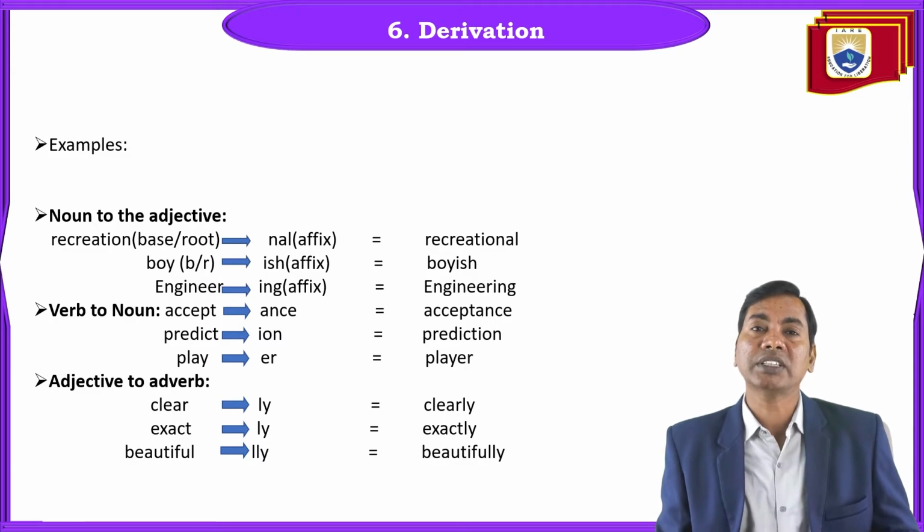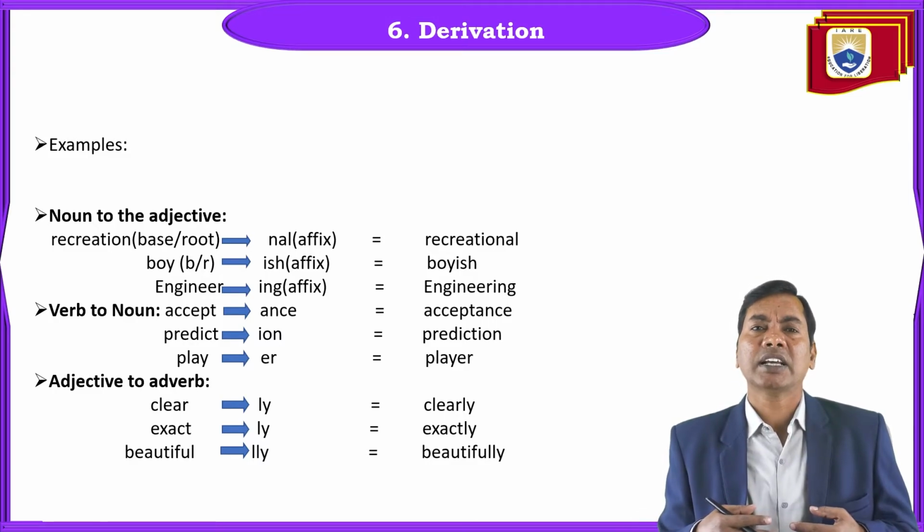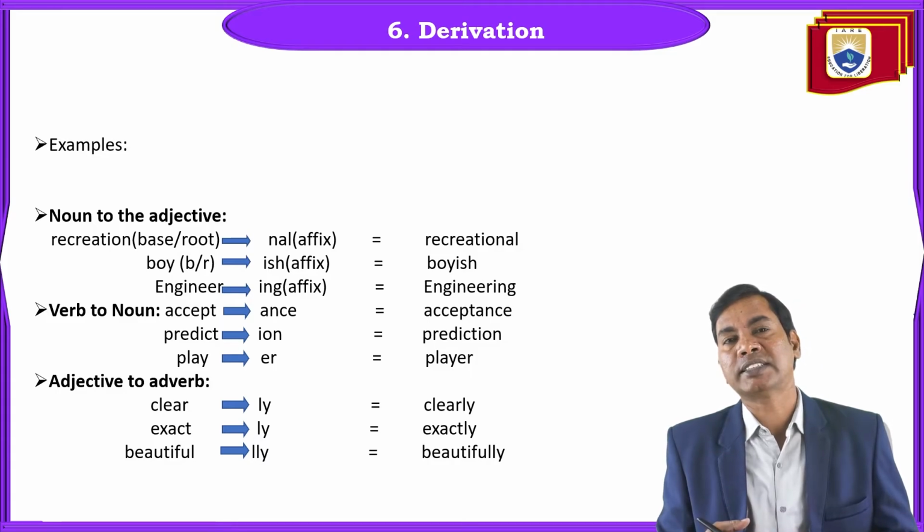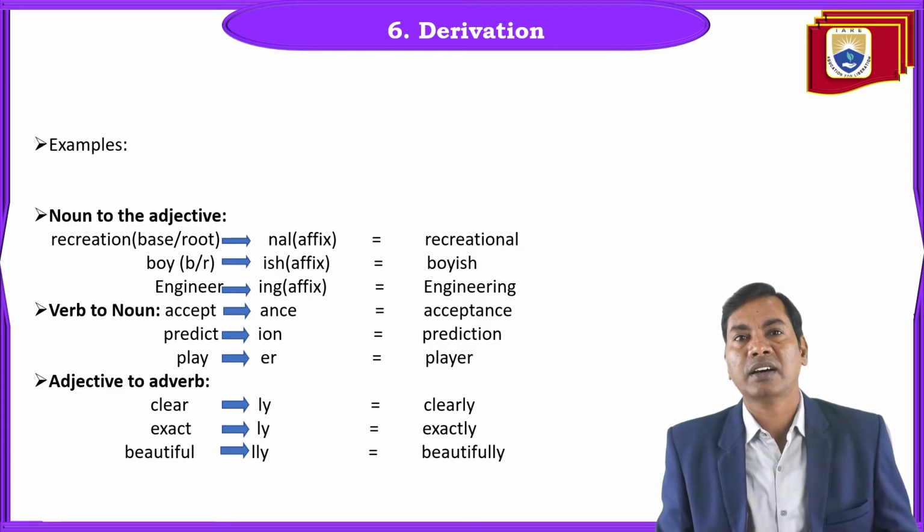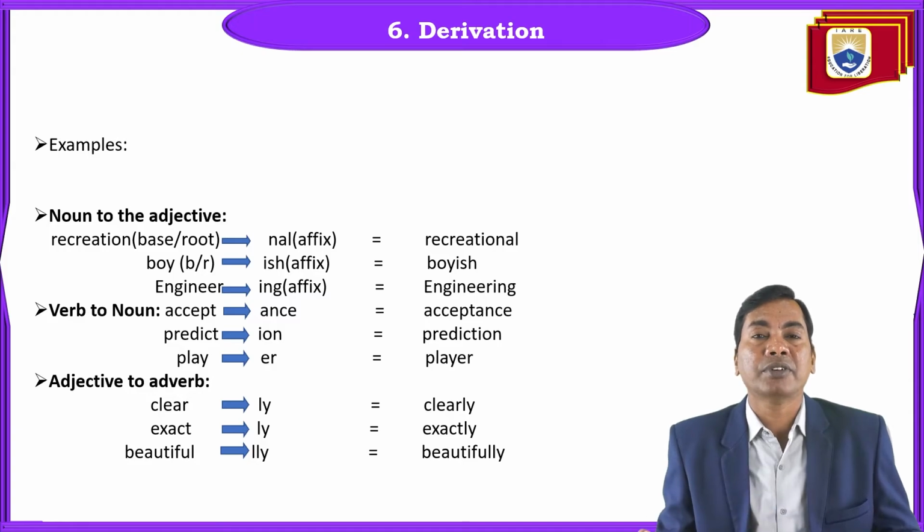We will look at the process of derivation. Derivation is forming new words from the existing words by using bound morphemes. You might have learnt about morphemes, right? While discussing morphemes, we discussed free morphemes and bound morphemes, right? So in the process of derivation, we use bound morphemes with the existing words to derive new words.